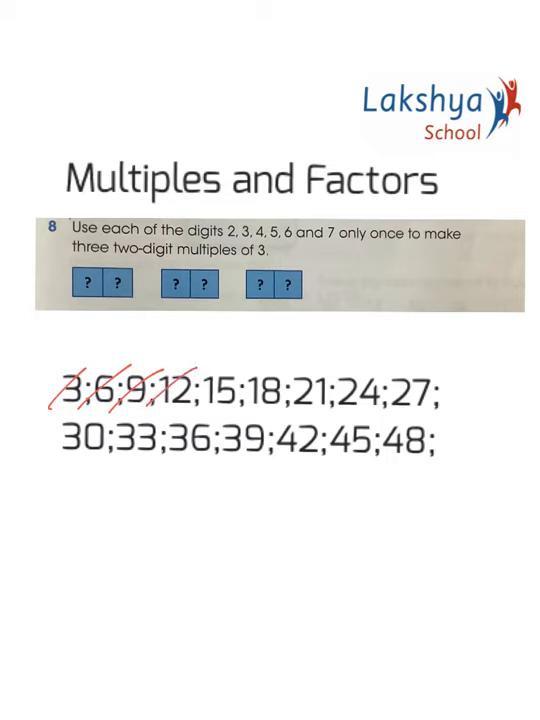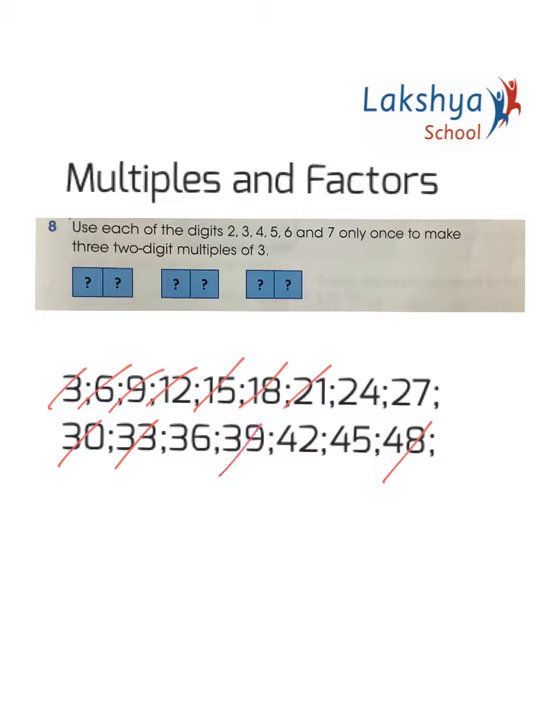Because 1 is not there, we can cross out the ones. Since we don't have a digit 0, I can cross out the 30 and we cannot use the same digit twice. I cross out the 33 also. So there is no 8. So I cross out 48 and 39.